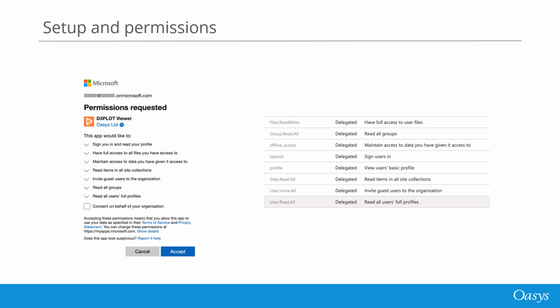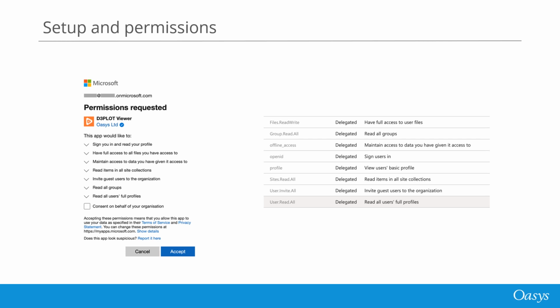SharePoint Setup. In order to enable file sharing with SharePoint, you need to give the D3PLOT Viewer various permissions. These are required for the Microsoft Publisher Verified D3PLOT Viewer application to create SharePoint sharing links, with access given to the people you specify. A Microsoft 365 license is required to sign in and create sharing links. This includes access to Microsoft OneDrive.